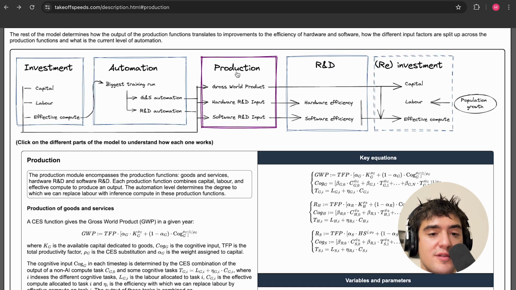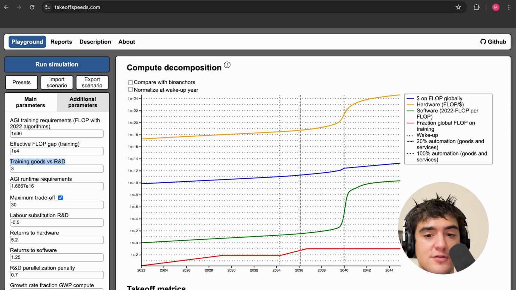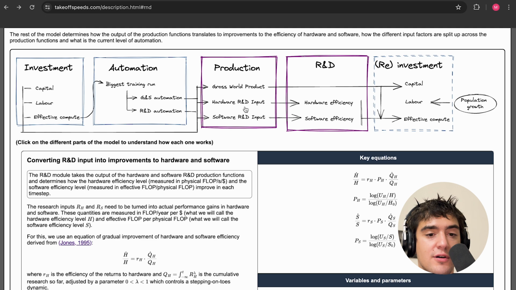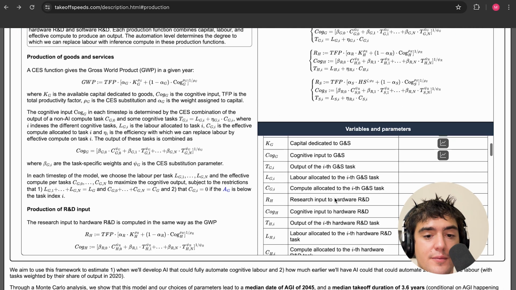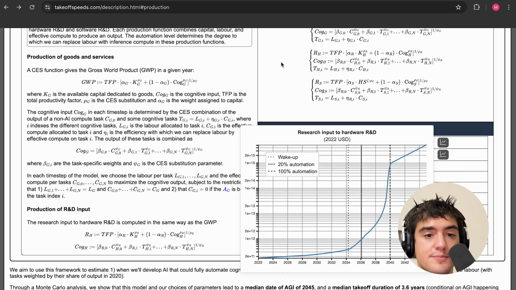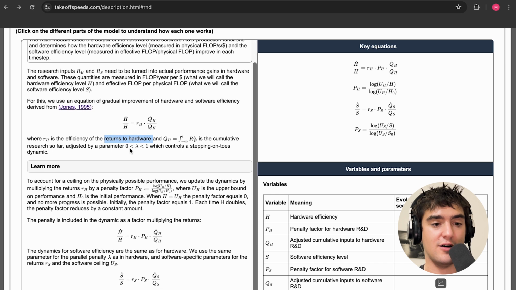And finally, we can jump from this production block that talks about hardware R&D inputs into this R&D block that talks about hardware efficiency and software efficiency. So what we were looking at in the playground before were actually software and hardware efficiency and not the hardware R&D inputs. And the hardware and software inputs were actually the things I was mentioning here. So in this case, hardware and software are basically the same, but the only difference are the different parameters we use for returns to hardware and returns to software, and other parameters that control stuff like stepping on toes.